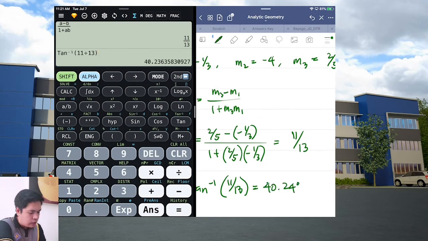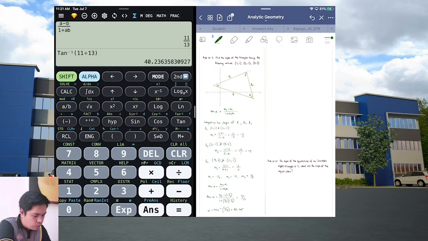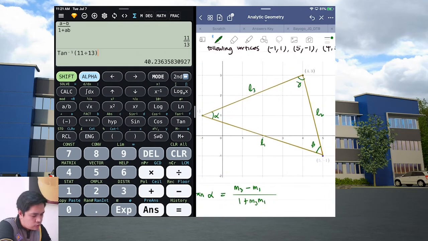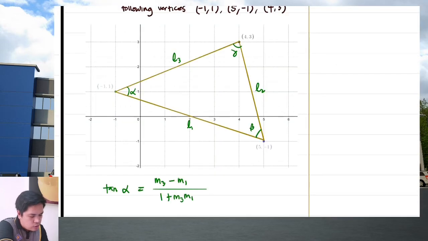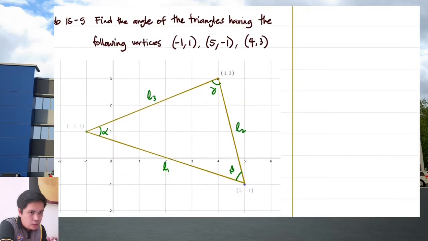40.24 degrees. So angle alpha is 40.24 degrees. So let's proceed to the next angle. Let's close this. The next angle is angle beta. For angle beta, that is the angle of intersection between line 2 and line 1. But again, our measurement is counterclockwise, right? So from here to here, therefore, line 1 should come first.